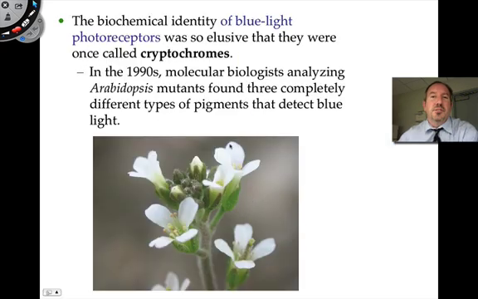So when scientists tried to locate these blue light receptors, try to isolate them, crush up the tissue, do chromatography, separate chemicals, they were kind of elusive. They were very hard to find. Eventually we will find them, but the names sort of appear in the literature as these blue light receptors are kind of cryptic or hidden, so they became known as cryptochromes. I find that to be kind of interesting.